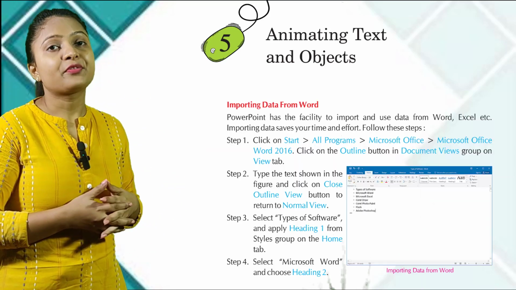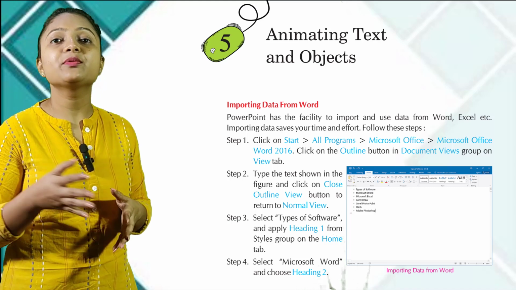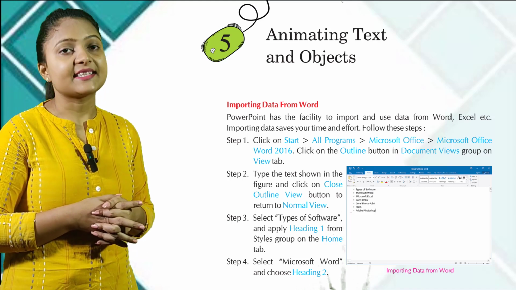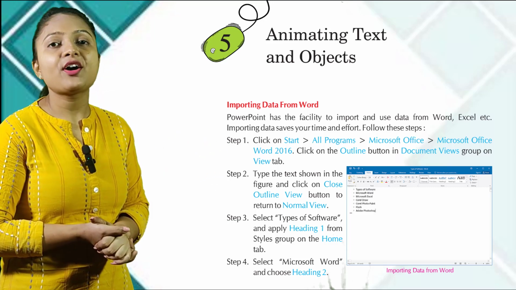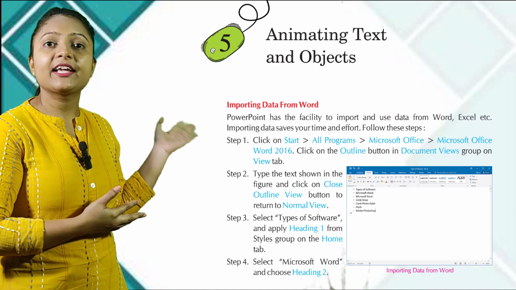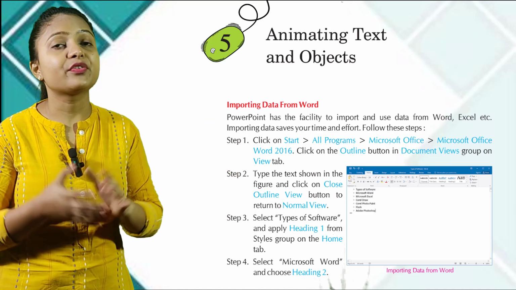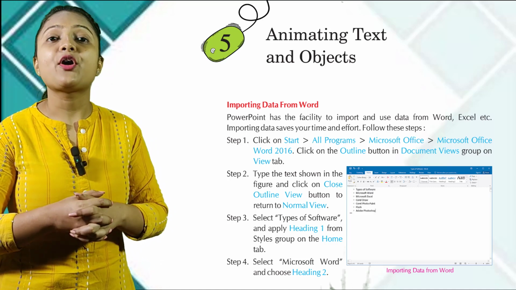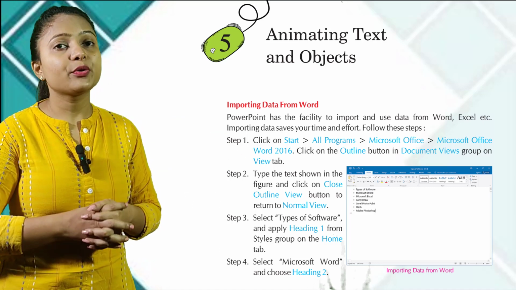Importing data from Word. PowerPoint has the facility to import and use data from Word, Excel, etc. Importing data saves time and effort. Follow these steps. Step 1. Click on Start, All Programs, Microsoft Office Word 2016. Click on the Outline button in the Document Views group on the View tab.